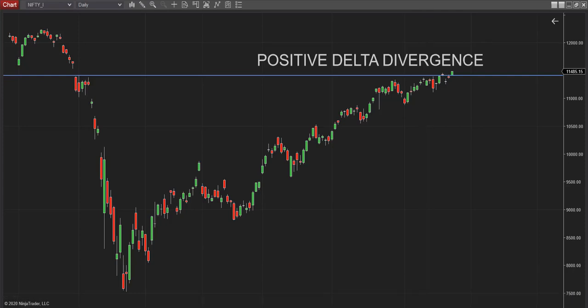I hope you have learned what negative delta divergence is and how to apply it in live markets. Right now, I am talking about the positive delta divergence. Let me explain with a live example. Look here, my dear friends. This is the Nifty daily time frame chart.